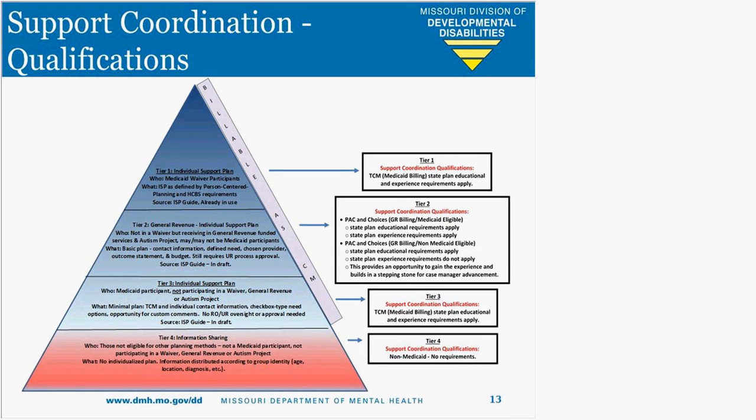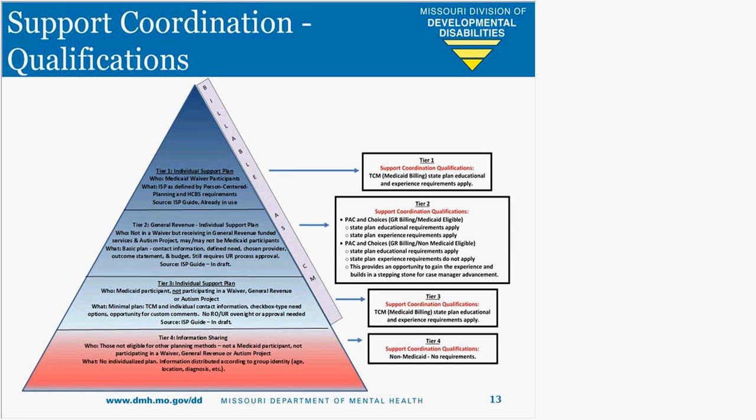Look at Tier 2. There's a difference based on whether or not the individual is Medicaid eligible. If they are Medicaid eligible, the state plan education requirements still apply, and the state plan experience requirements still apply. But if they're not Medicaid eligible and receiving GR-billed only services, then the state plan educational requirements still apply, but the experience requirements do not apply. This is going to provide an opportunity for support coordinators to gain the experience that they need in order to become eligible for Medicaid billing. It's a stepping stone for the service.